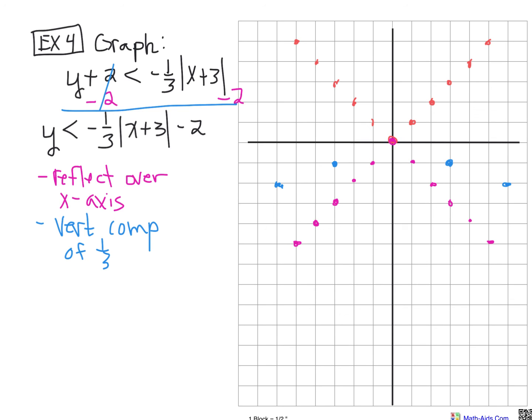Then the last thing I have to do is our movement up, down, right, left. Plus 3 is going to be a left 3, and minus 2 is going to be a down 2. So I'm going to do that. I'll do green. We're going to go left 3, and we'll go down 2. This one I'll be off just a little bit, but I can go left 3 and be over here, and then down 2 I'll be right about here.